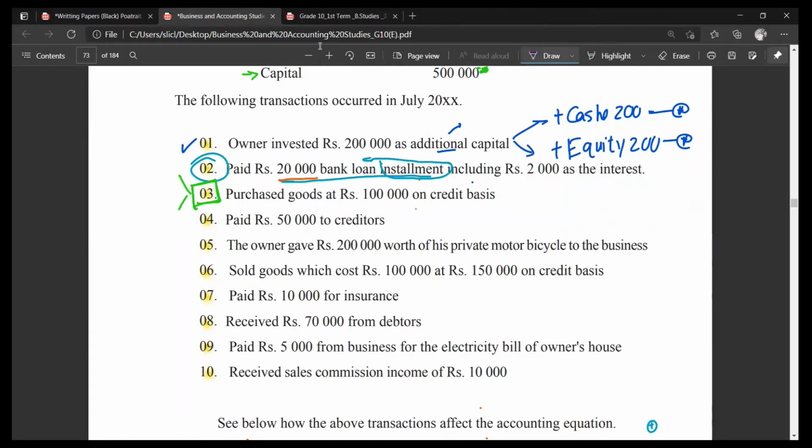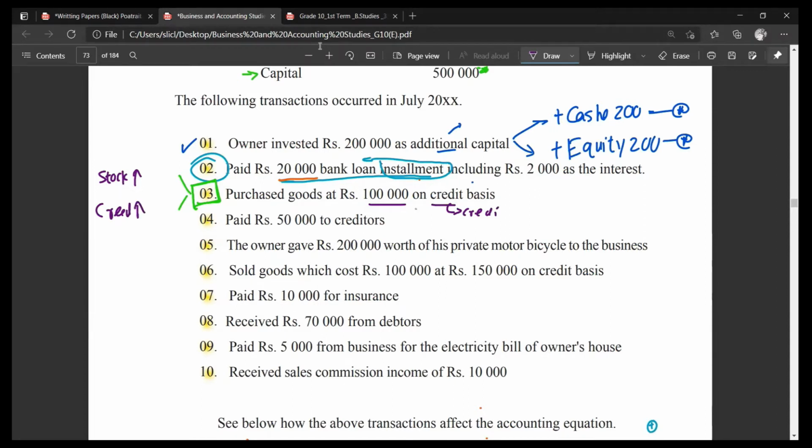So here our stock asset, right? Stock asset will be increased by how much? 100,000. But here we don't pay it, right? So the businessman haven't paid the amount yet. Because of that, a liability will be created. So the liability is known as creditors, or else we can tell them as trade payable. So our creditors liability will be increased.